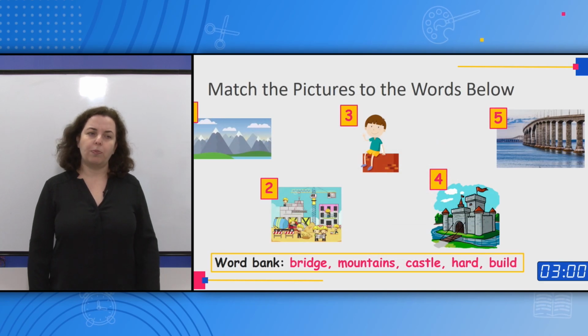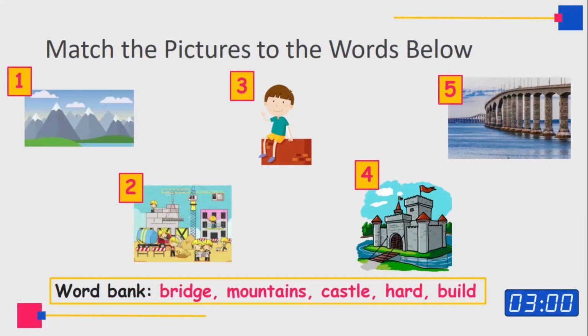Now, for the next few minutes, I would like you, in your notebook, maybe to either take a picture of the screen or draw a little drawing and match the pictures to the words below. The word bank is the words that we just reviewed right now: bridge, mountains, castle, hard, and build. Try doing this. I'll be back in a few minutes.